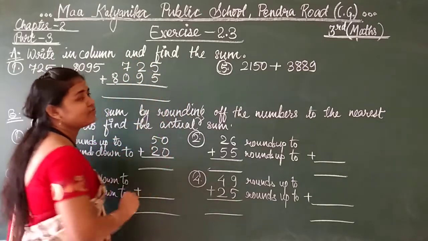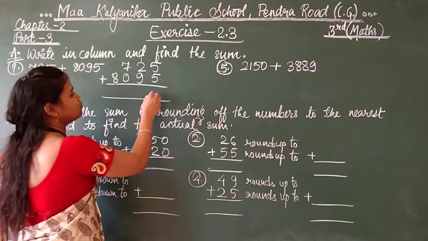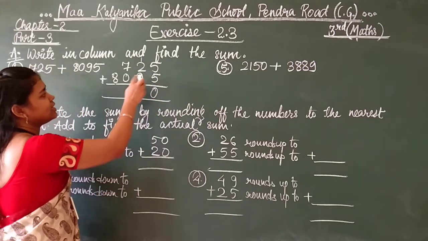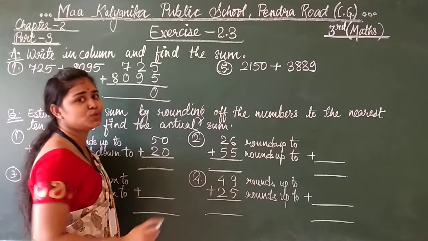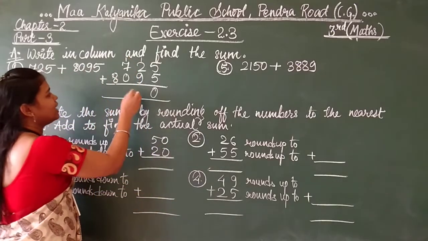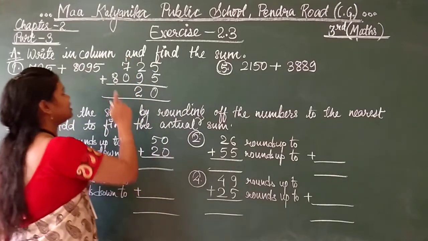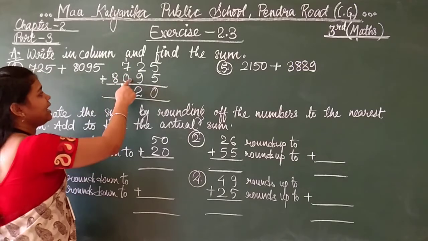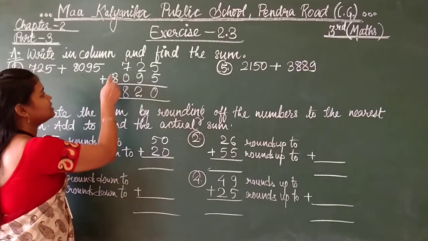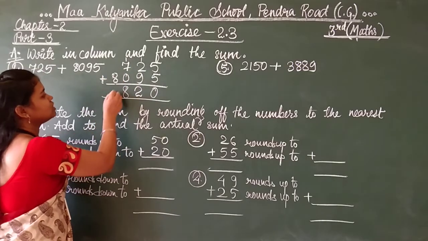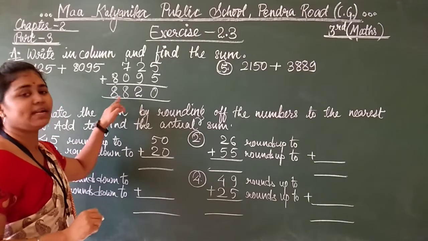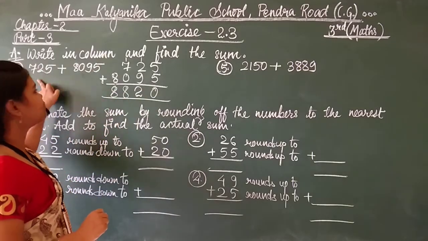So 5 plus 5 is 10. Simply you have to add, 1 carry, 0 here. 9 plus 1, 10, 10 plus 2, 12 students. So 1, 2, 12. 7 plus 8, 7 plus 1, 8. 8 plus 0 is 8. Now 8 plus nothing is given here, so this is 8. So 8820 is your first answer.